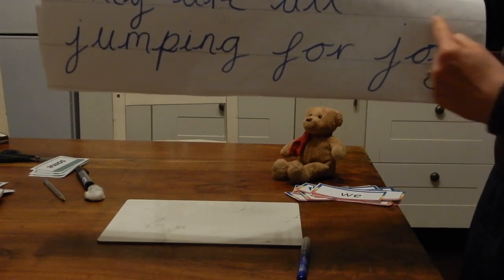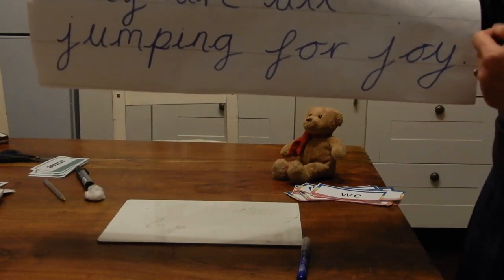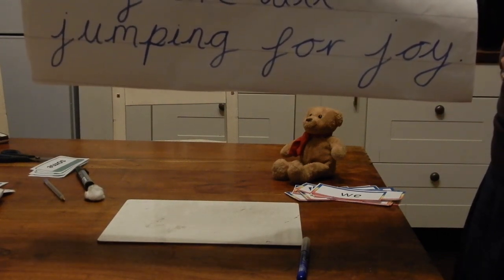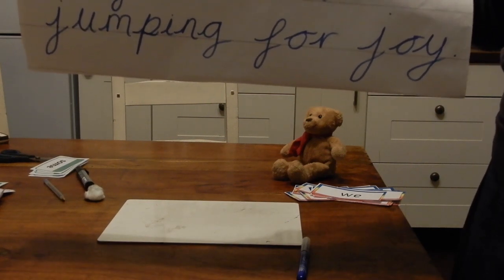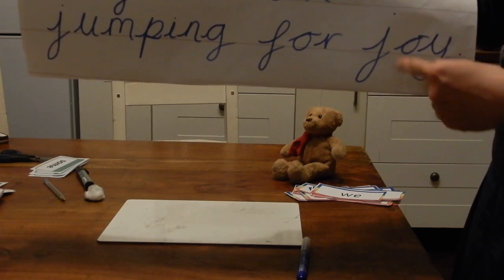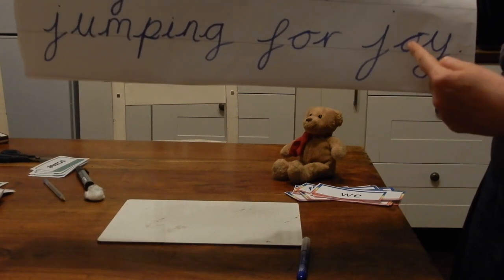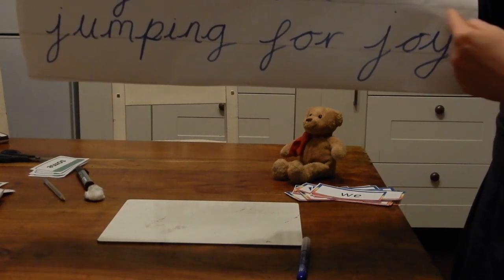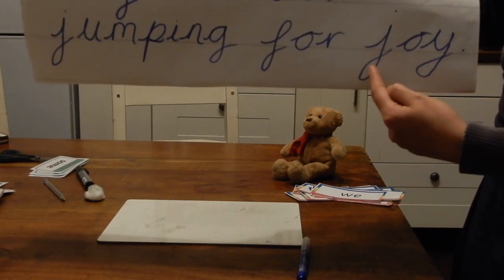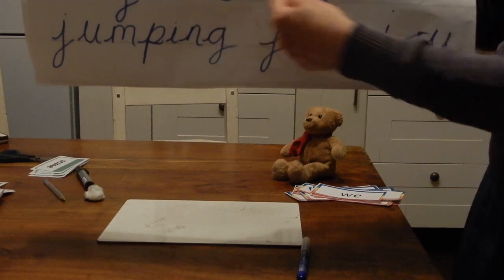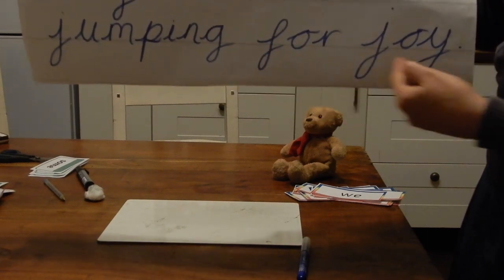and then these two together are making an oi sound, okay? Now, we don't know this digraph yet. It will actually probably pop up in your year 1 classroom, but it's making an oi sound, okay? So we know oi with an o and an i. But this is an oi sound that you'll learn as you go into year 1. So joy, okay? They are all jumping for joy.